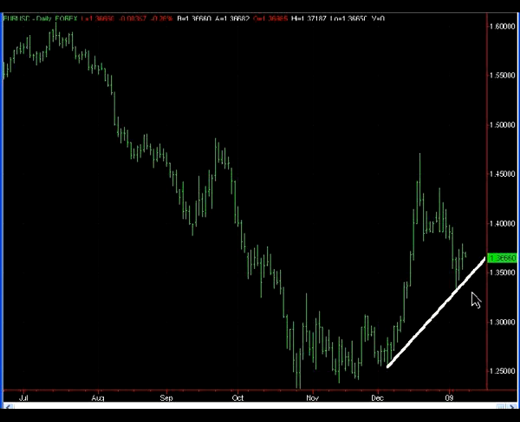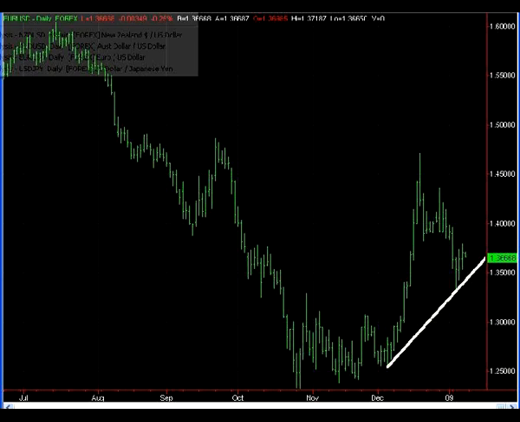support lines on daily charts are one of my, and resistance lines for that matter, one of my favorite indicators. Very simple, very straightforward. So I'm personally waiting for prices to come down to this support line where I would look to enter.